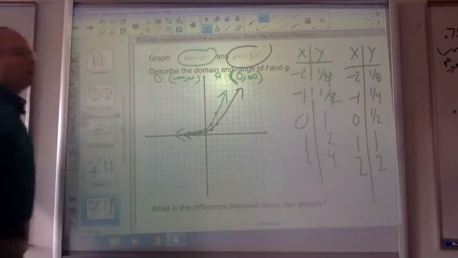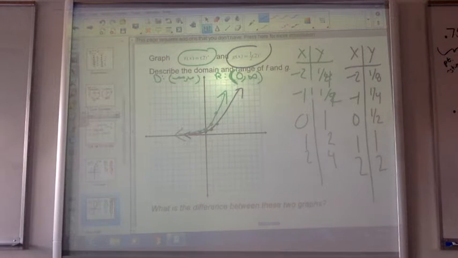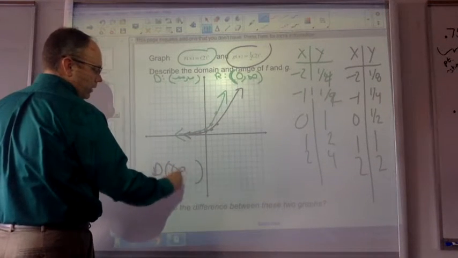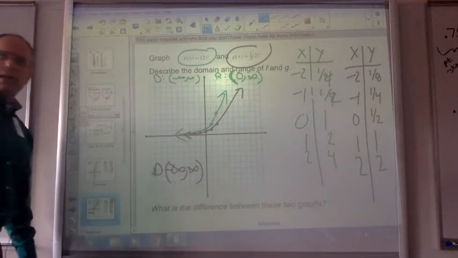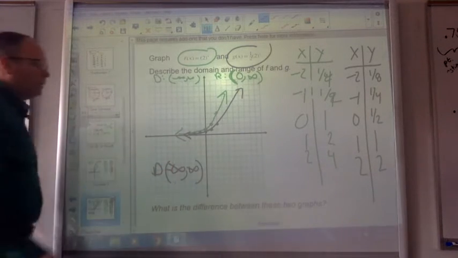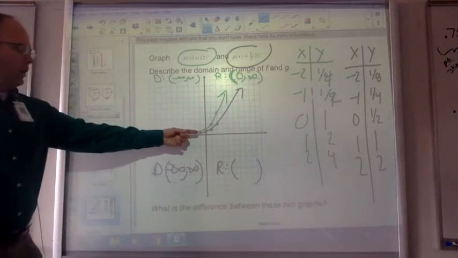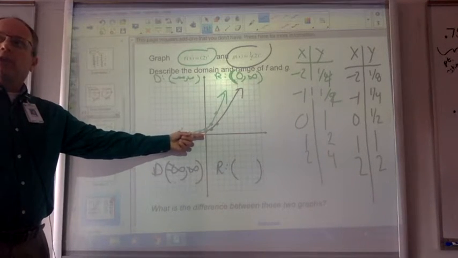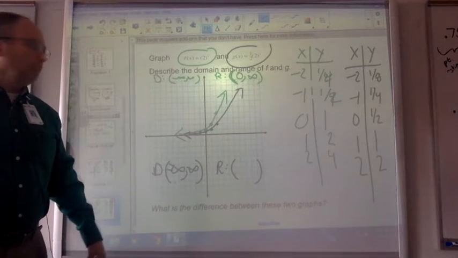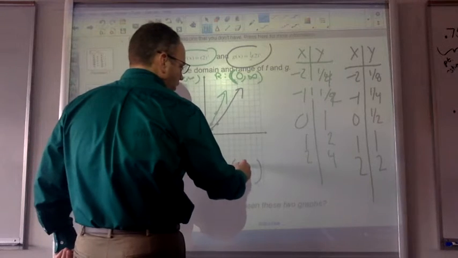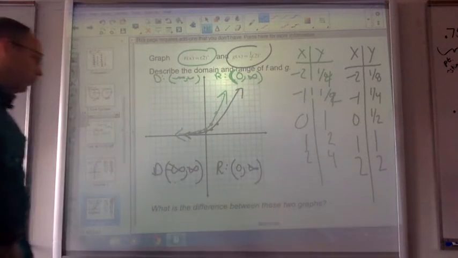So is the black line growing faster or slower as I go to the right? Slower. Okay. What does it appear the domain would be on the black one? Well, they're all negative to positive infinity as far as domain in this class. What about the range? Is it still going to start at about 0 and go to infinity? It'll get there a little slower, but it's still going to get there. So it's still going to go from 0 to infinity for a range.